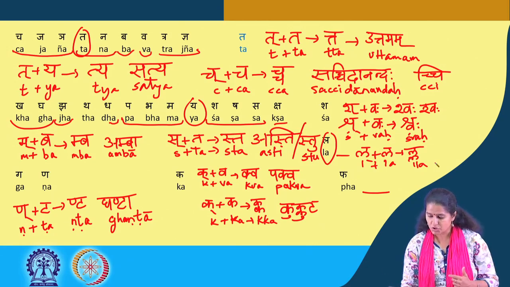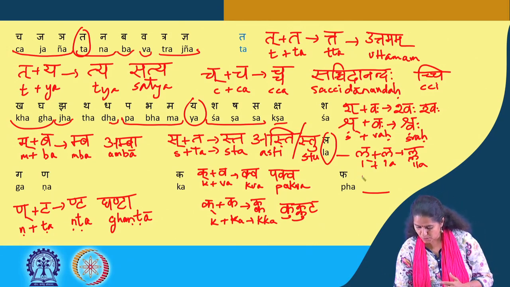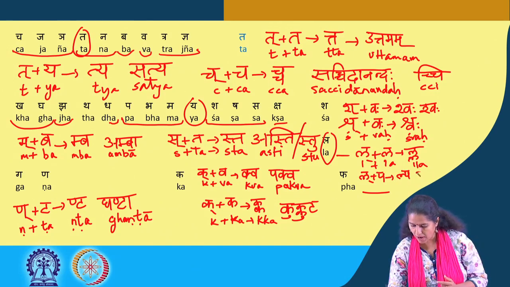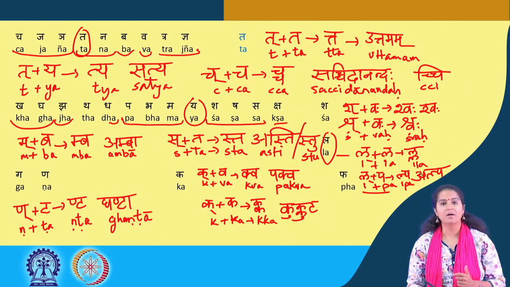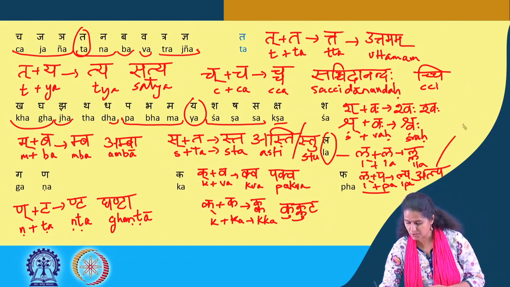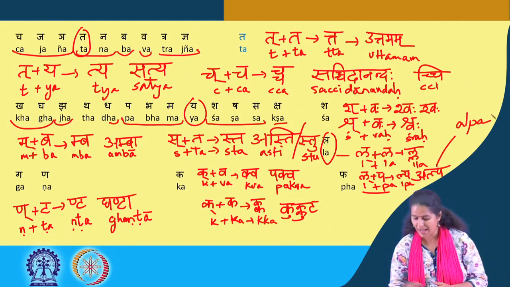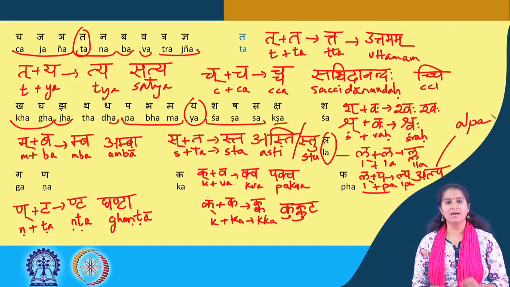The other one I'd show you is, if you do an L with a P, it will become Lp. So we have the word Alpa, meaning less. So we have L plus P, Lp. Okay, it's getting a bit squashy there. So the English of it would be Alpa. Okay, so is that clear?